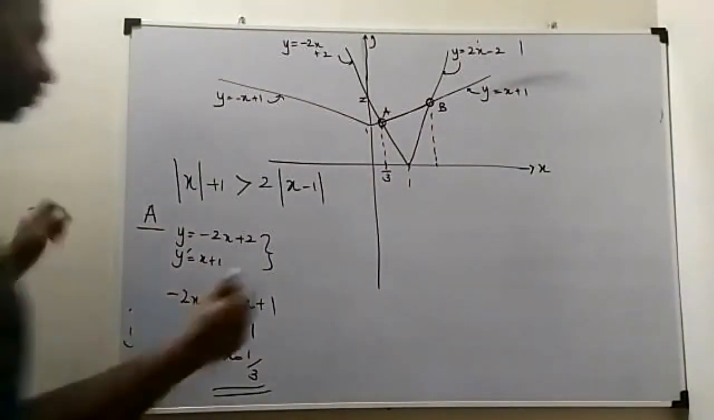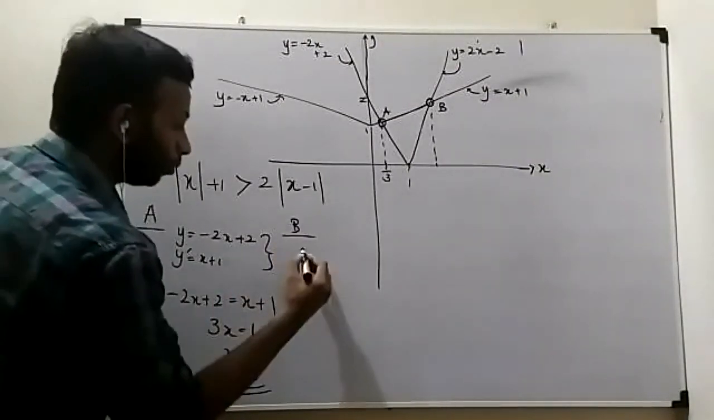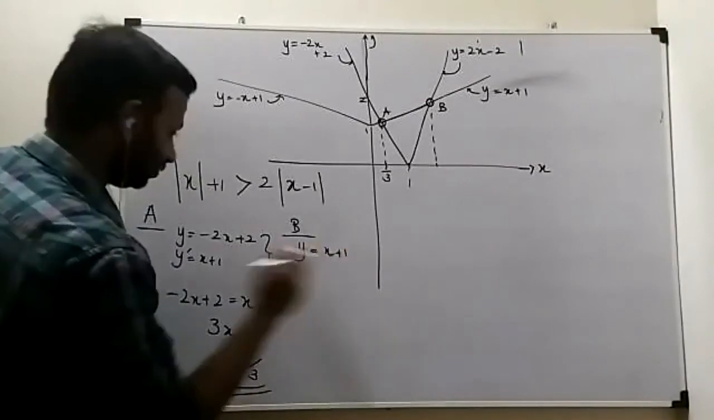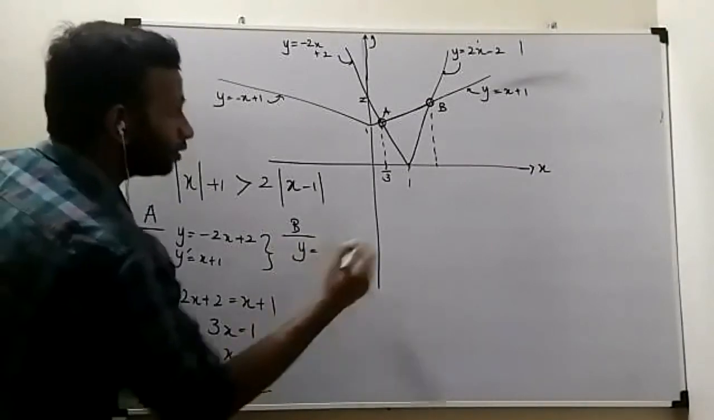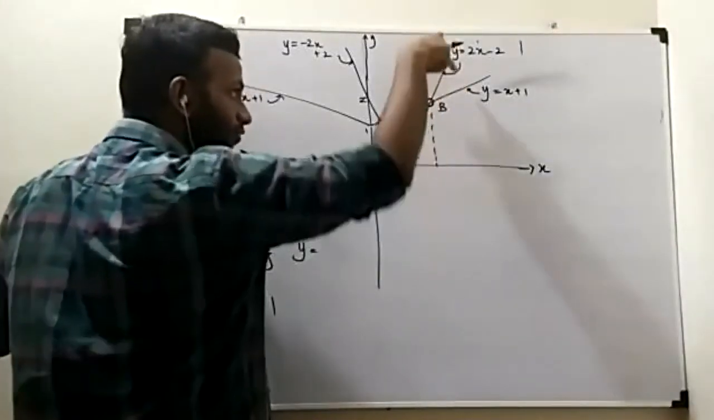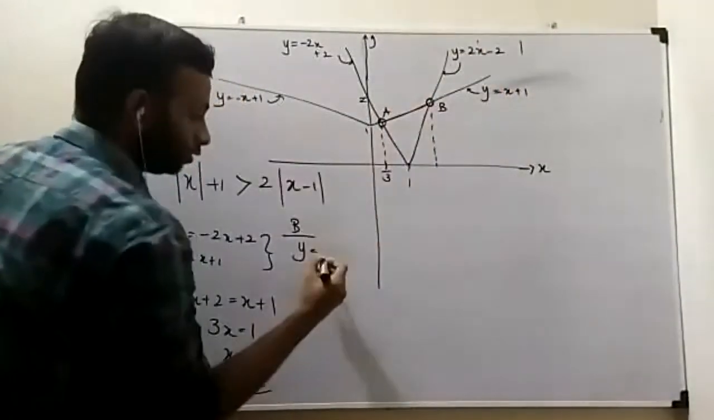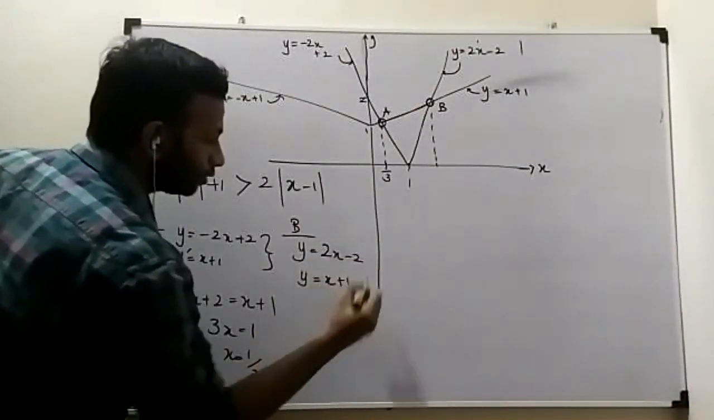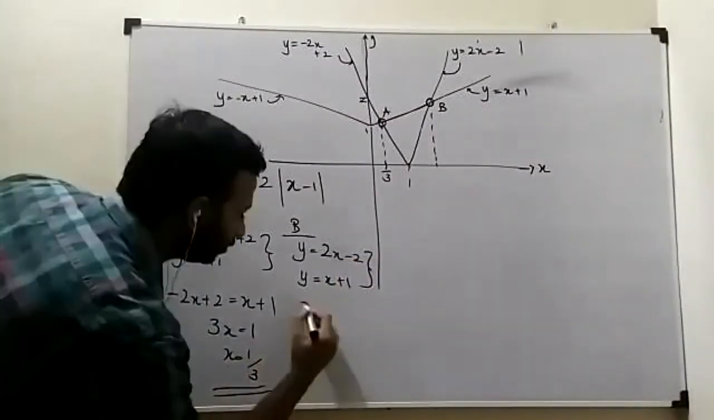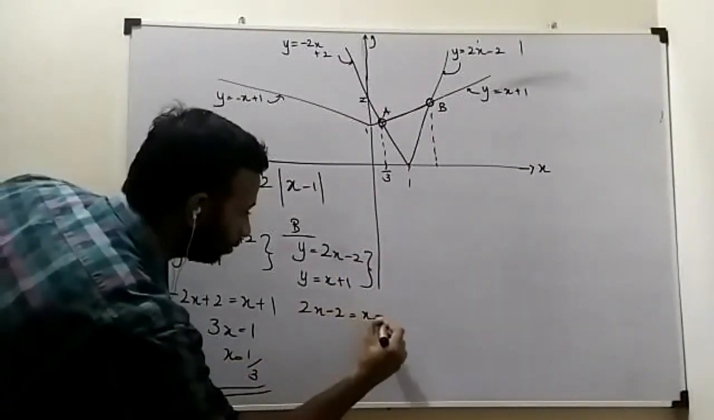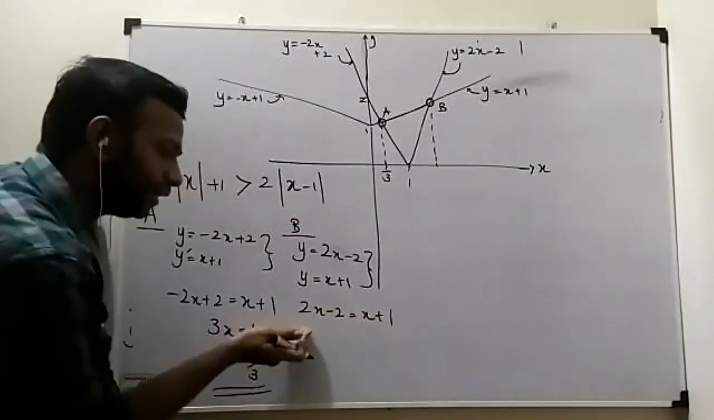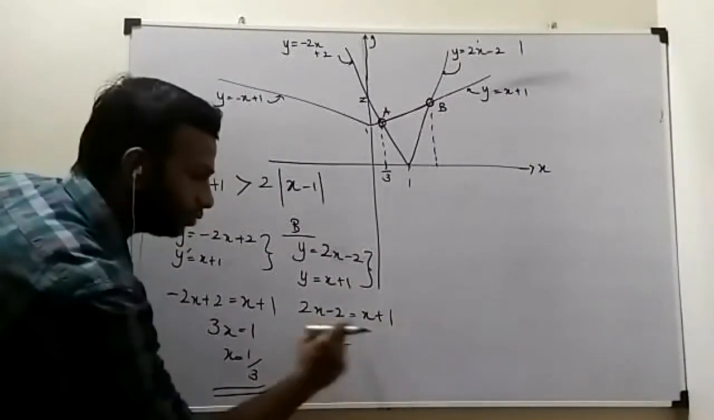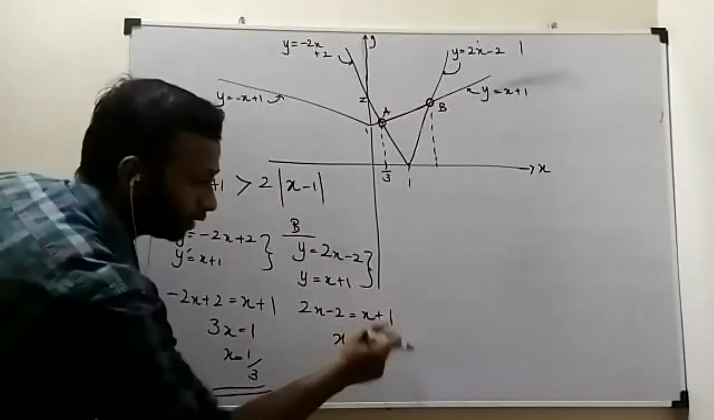Next we go for point B. The two graphs are y equals 2x minus 2 and y equals x plus 1. If you equate them, 2x minus 2 is equal to x plus 1. To simplify, take x this side, 2x minus x becomes x. Then minus 2 goes to the other side, so it becomes plus 2 plus 1, which is equal to 3.